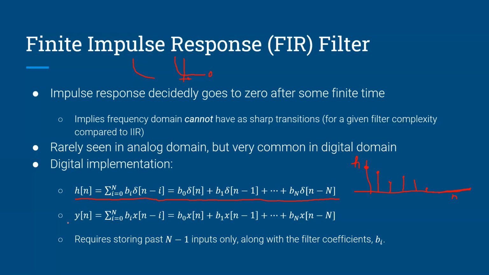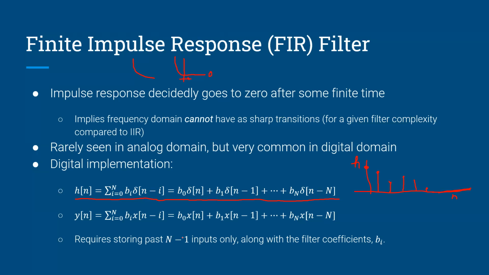Okay, and then the actual output, you can write directly as a function of the inputs. So if you convolve h[n] with x[n], you clearly have a bunch of deltas here. So you have a bunch of shifted x[n]'s multiplied by constants. So you'd just have b0 times x[n] plus b1 times x[n minus 1], and so on. And the good thing about this is that you only need to store the past n minus 1 inputs as well as the current input.